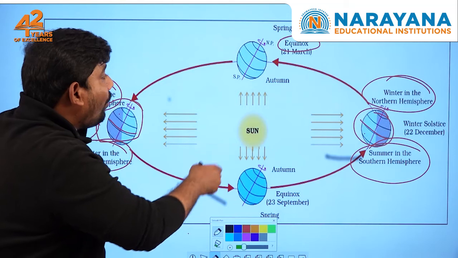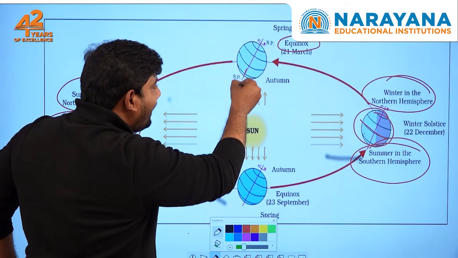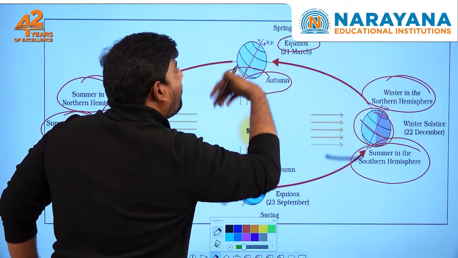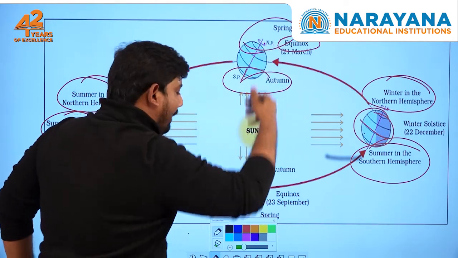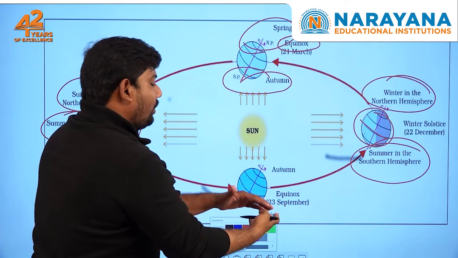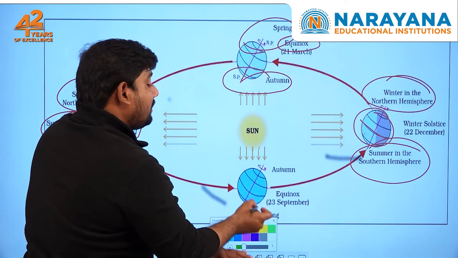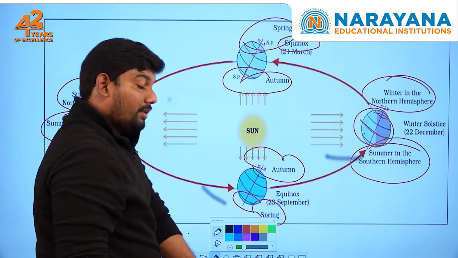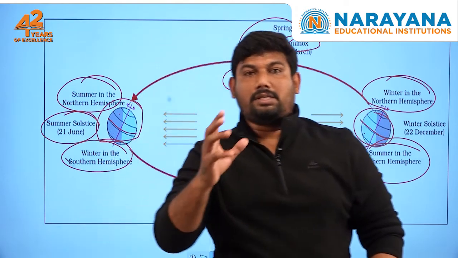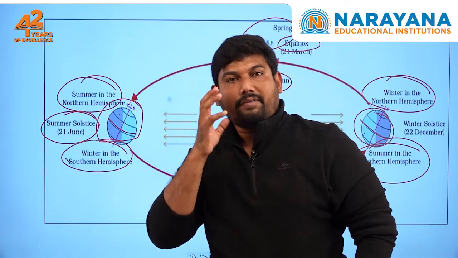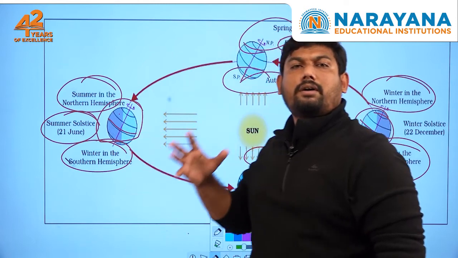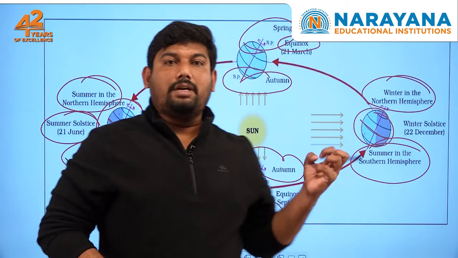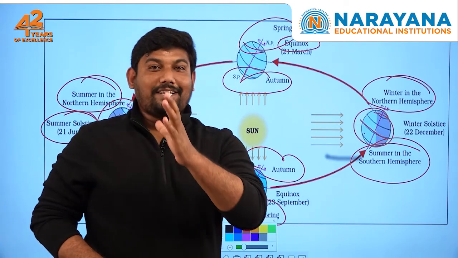While the southern pole is facing the sun, it will have autumn, and automatically in the opposite direction it will be spring. When the earth is here on 23rd September, the south pole will have spring, whereas the north pole will have autumn. Because of this revolution, we can say very clearly that the seasons occur. This is what we have about revolution in our book. Thank you, keep watching.